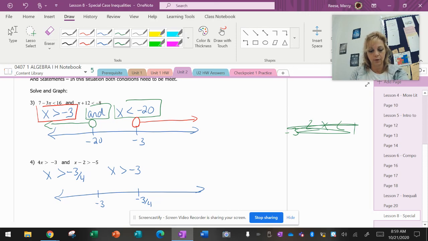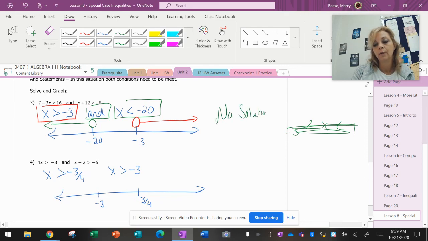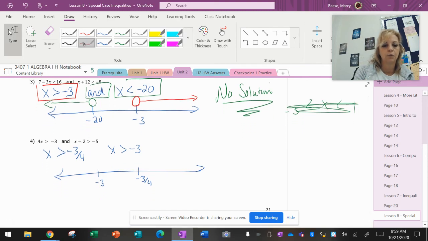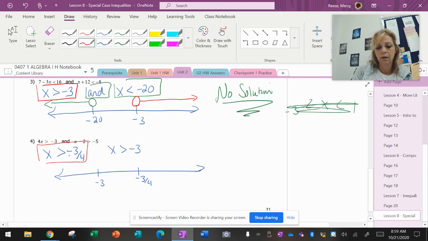I can't put those together as an and statement, can I? I don't have the green and the red on the number line overlap. So in this case, I have no solution because I have to have numbers that satisfy both because it says the word and. So there's no solution. Special case. Okay, let's graph this one. Red. X is greater than -3/4. And this says x is greater than -3.